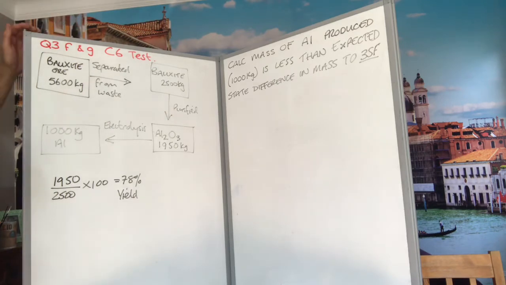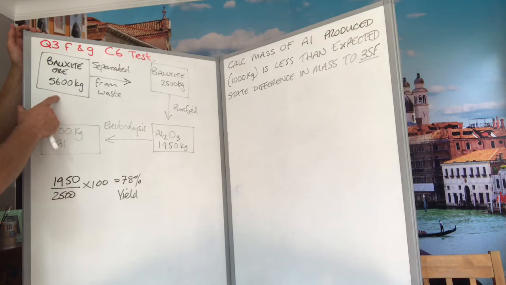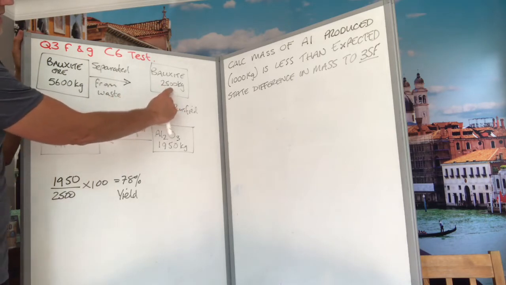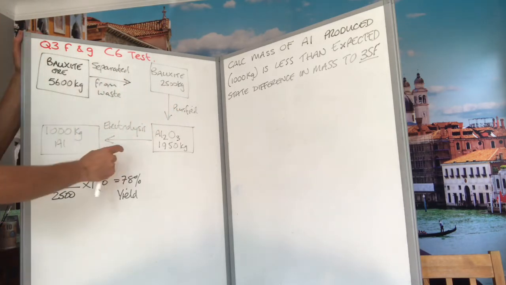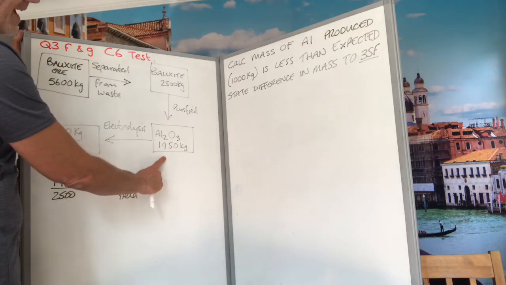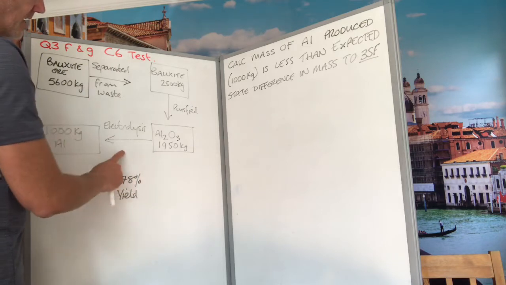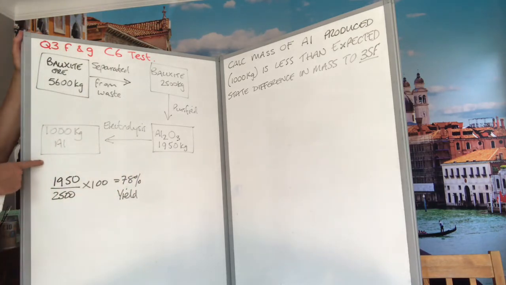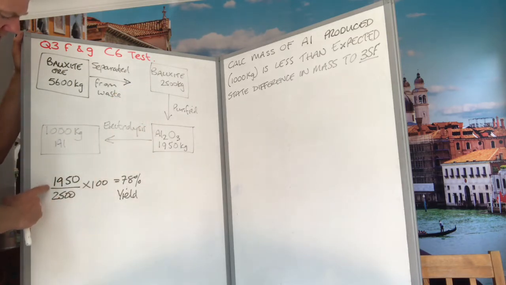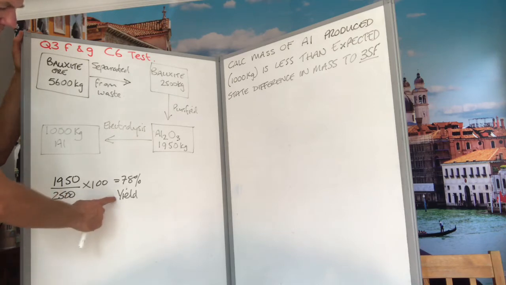Part F is a flow chart and it shows the bauxite ore, 5,600 kilograms, is crushed and separated from the waste, which gives us 2,500 kilograms of bauxite. That's then purified and we get 1,950 kilograms of aluminium oxide. That's electrolyzed and we produce 1,000 kilograms of aluminium from that. So the first question was asking about the yield of aluminium oxide from bauxite. So it's 1950 divided by 2,500, which is a 78% yield.